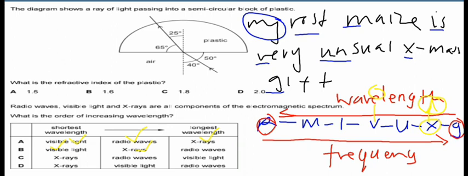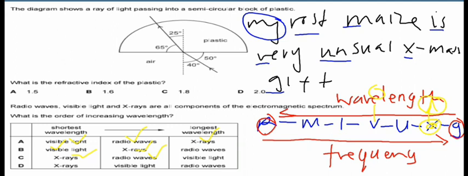Let's see option C. Option C is having the X-rays. Yes, X-rays, they have the shortest wavelength. Then the next one, radio wave. No, radio wave, see, they have the highest or the longest wavelength. Meaning, this one is not going to be the option.